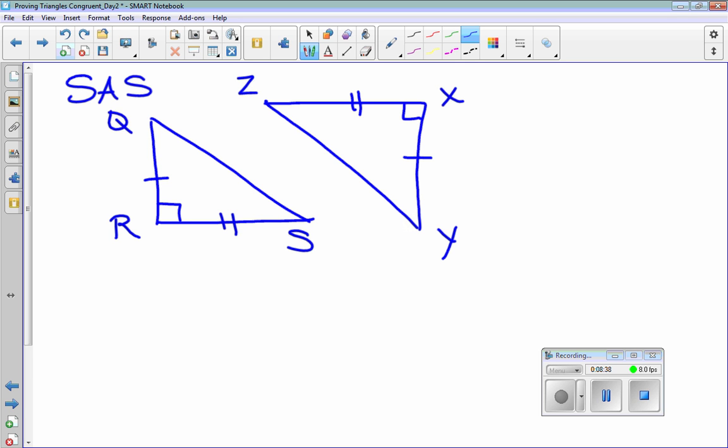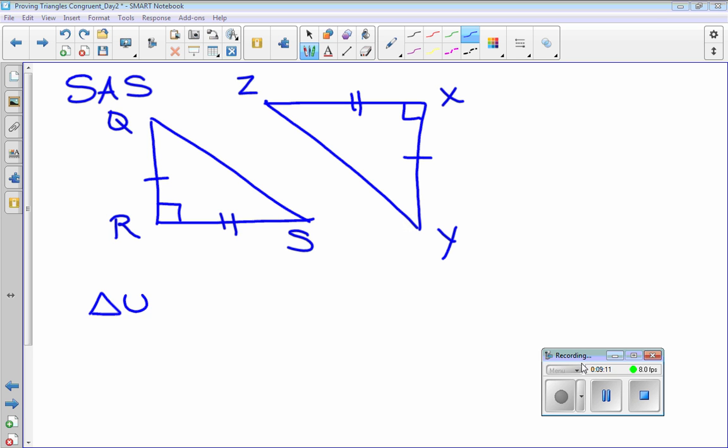As you're drawing this picture, I want you to ask yourself, am I given all the information I need? Is there anything I need to add to the picture in order to make it a side angle side picture? Is the angle included between the two sides? Looks like it to me, don't you agree? I think that angle is. So this is an included angle, it is side angle side. So let's write a congruent statement.